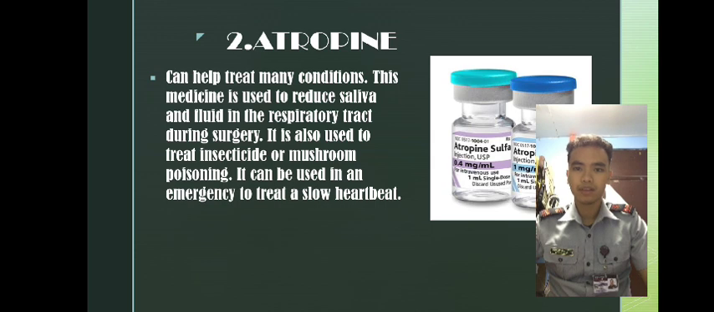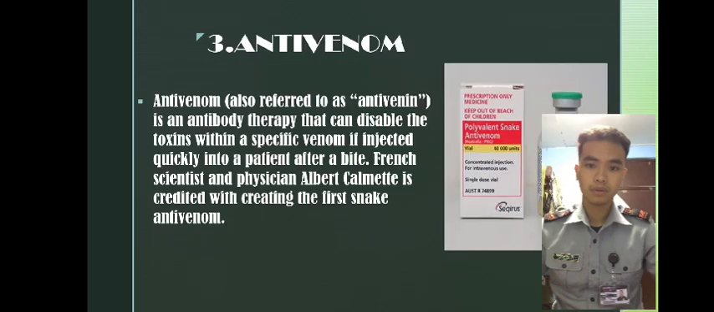Organophosphates work by inhibiting the activity of an enzyme called acetylcholinesterase, which breaks down the acetylcholine in the body. This leads to an accumulation of acetylcholine, causing a range of symptoms including muscle weakness, respiratory distress, and seizures.